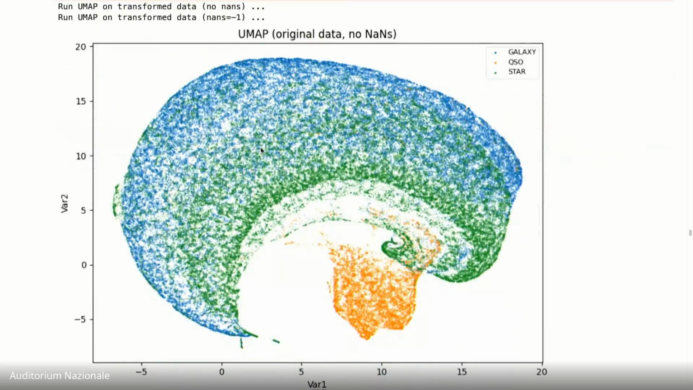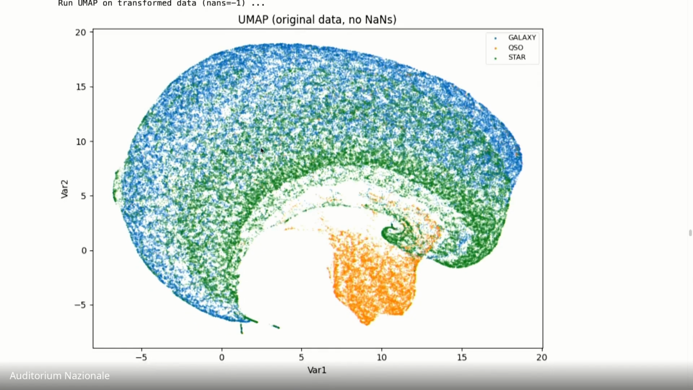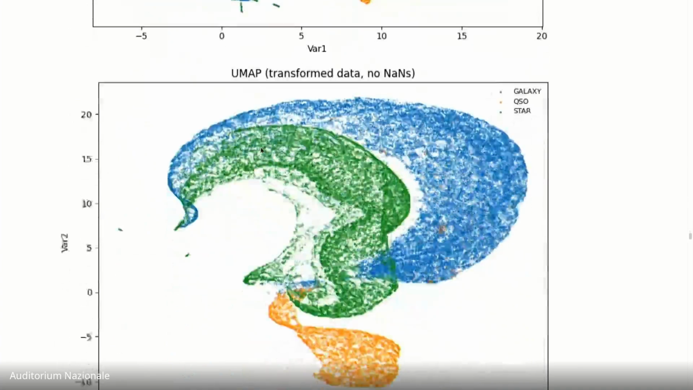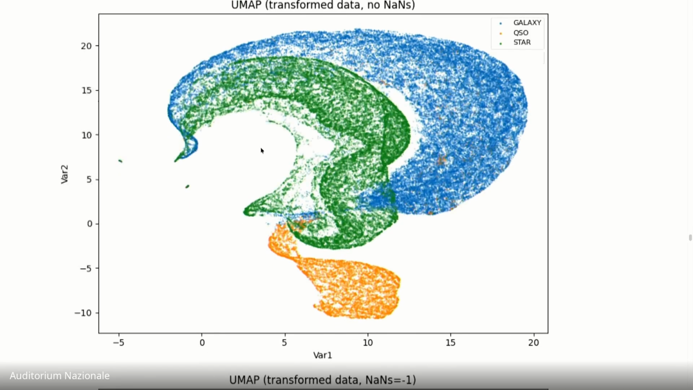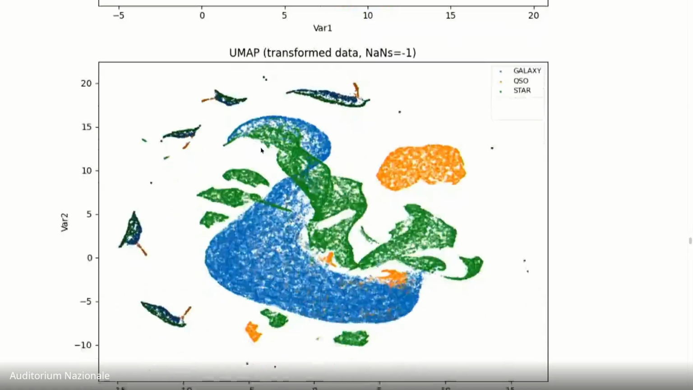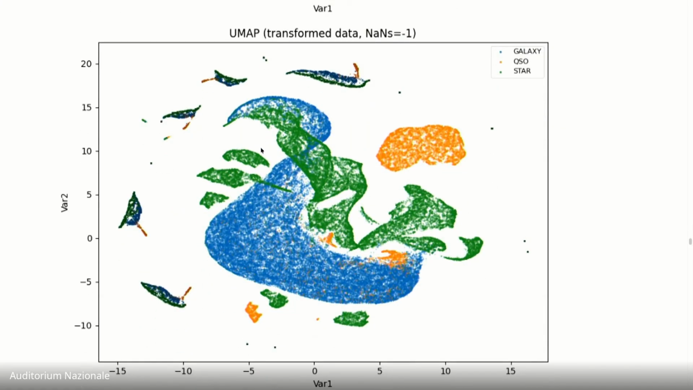So these are the original data. You can see actually how it separated particularly well the quasars. This is what happens with the log transformed data, and it seems that log transformation helped somehow the separation between the classes, particularly for stars. Here, okay, we see this sort of spurious plot that is related to the NaN values encoded as -1.